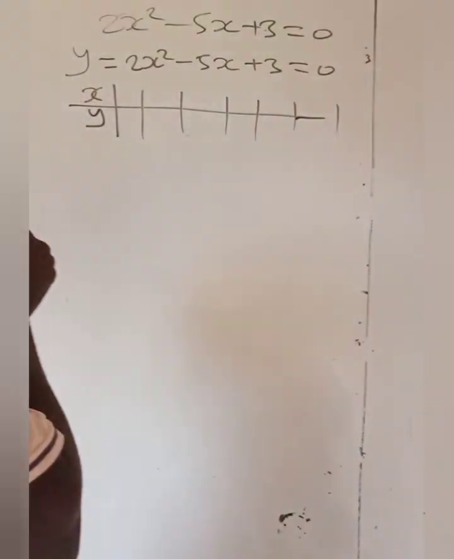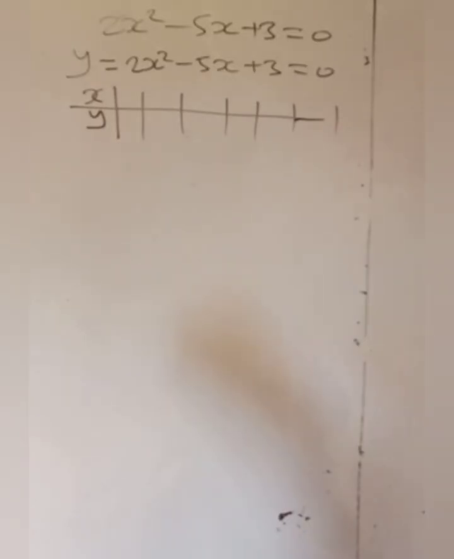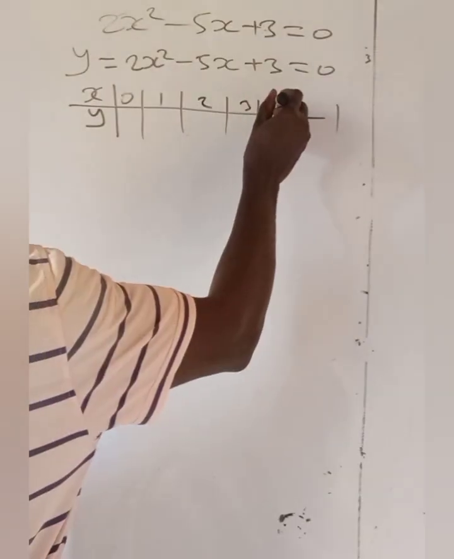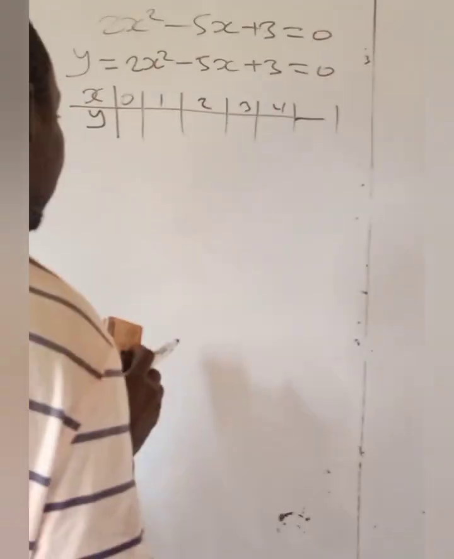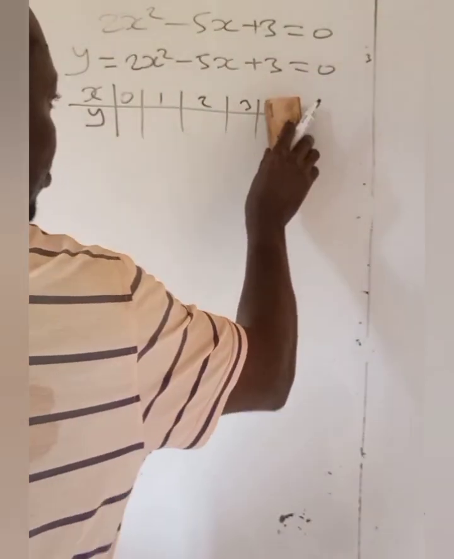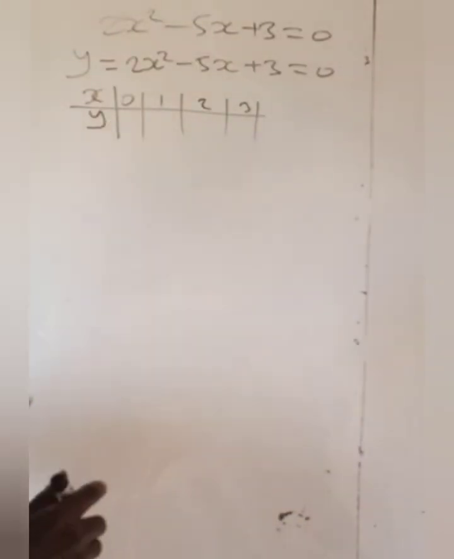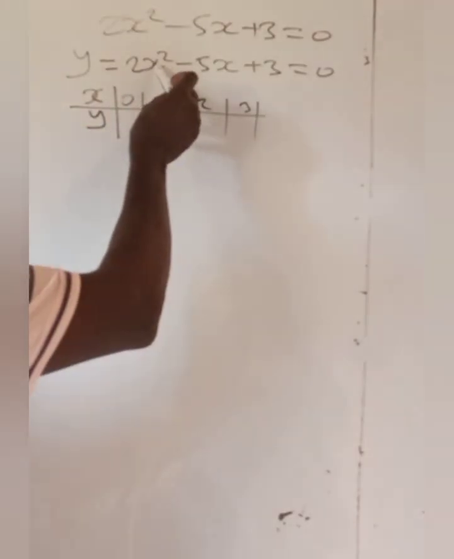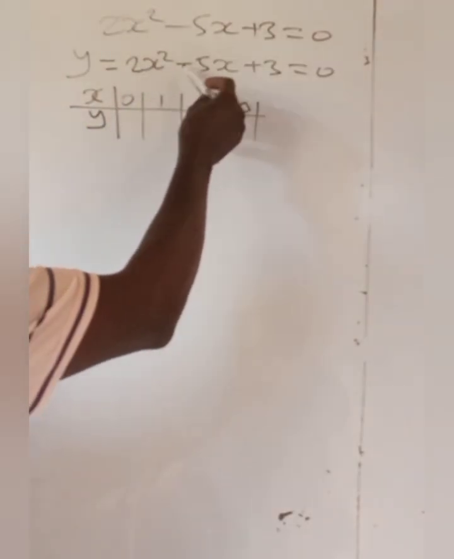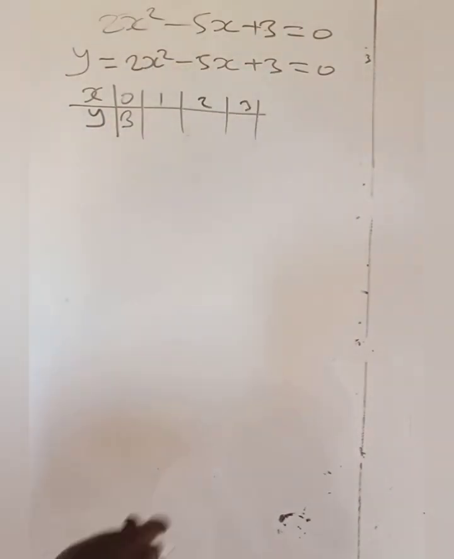So let me have this table range between the values of 0 and 3 for x. So x is 0, 1, 2, 3. I think that's enough. Let's not go beyond that. Now, if x is 0, wherever there is x we substitute 0, so 0 squared multiplied by 2 is 0, and 5 multiplied by 0 is 0, so this is 0, it means that y is 3. What remains of this equation is 3.